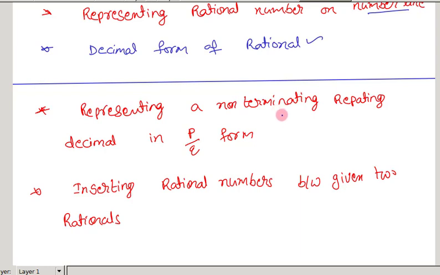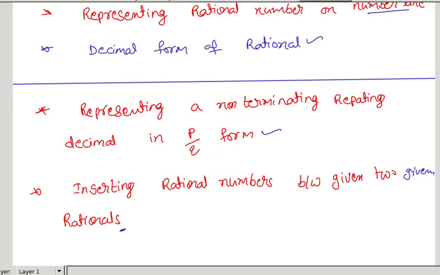That is, representing a non-terminating repeating decimal in the form of P by Q, and the next synopsis that we are going to discuss is inserting rational numbers between two given rational numbers. So these both are synopses that we are going to discuss in this video.